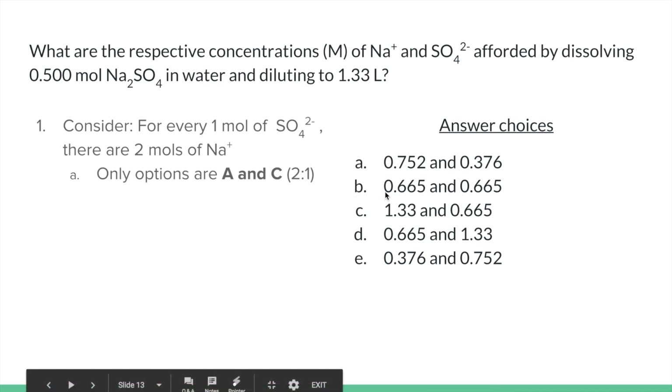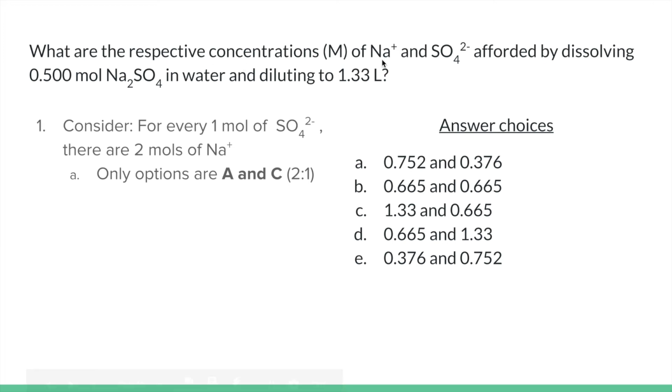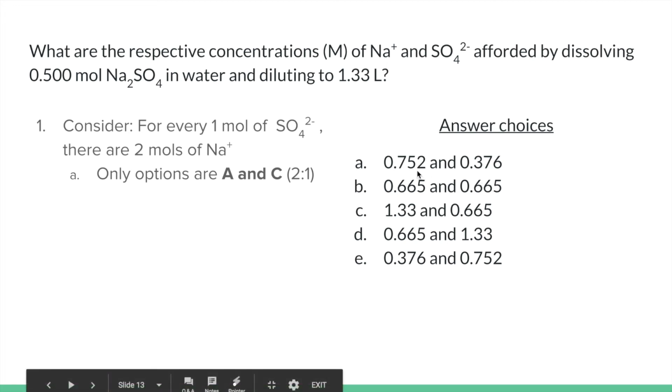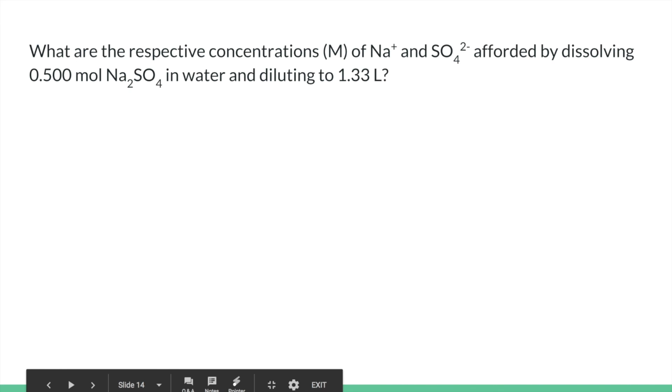So if we look at our answer choices, the only real options here are A and C, because these answer choices, as it says, are in respective concentrations, and that means that the sodium has to be double that of sulfate, and therefore the only answer choices that are in a 2-to-1 ratio are A and C. This number times 2 is this, and this number times 2 is this.